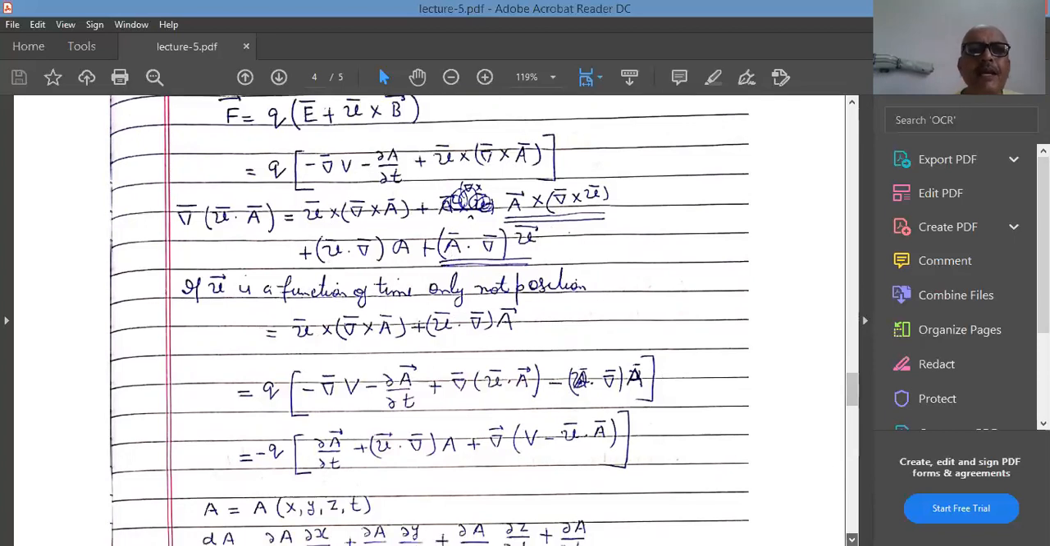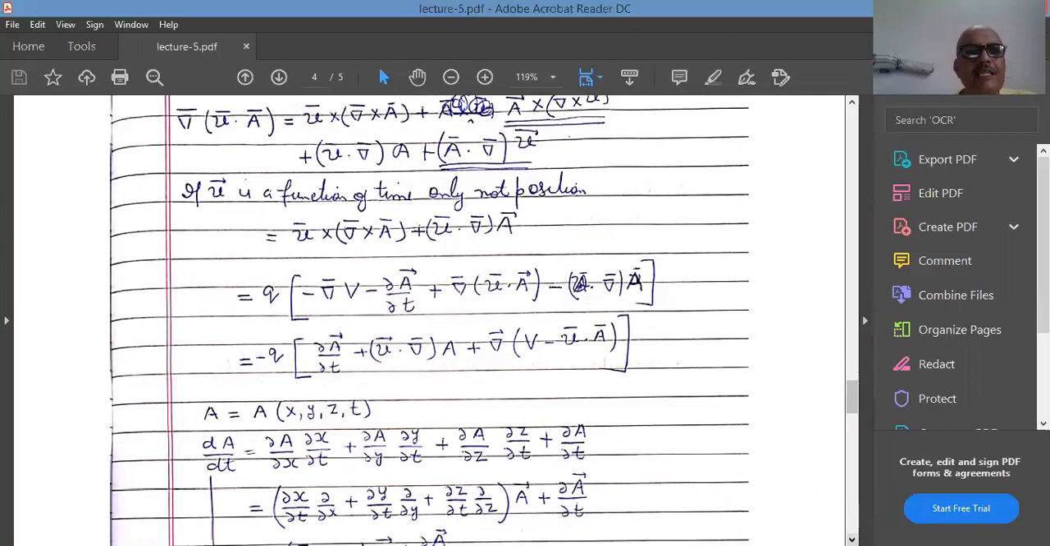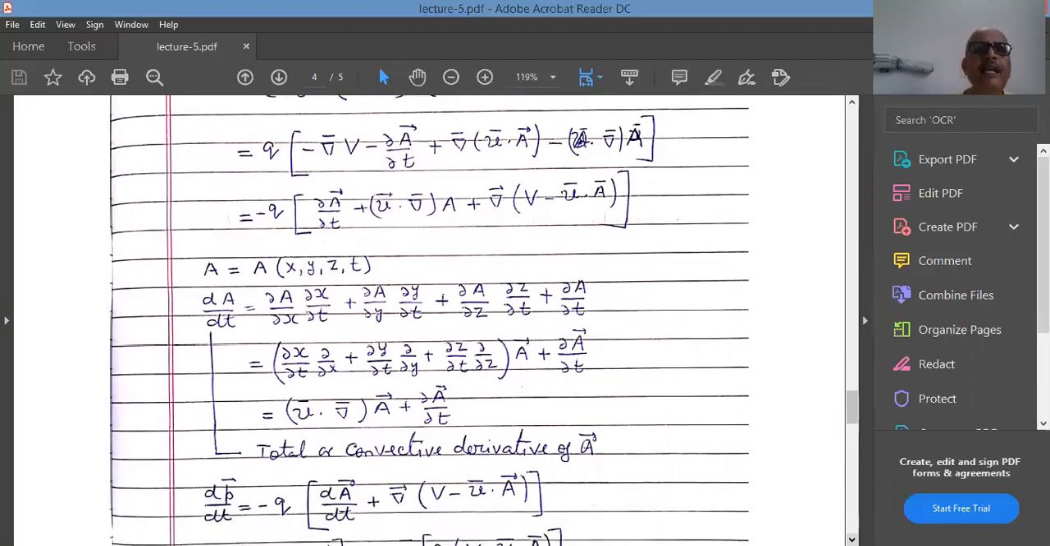So if we make use of that identity, we can write this as minus gradient of phi minus del A over del t plus gradient of v dot A minus v dot del into A here, because I am writing this term as this minus this. That is why you are getting a minus sign here. Now, let us make some more changes to this. A is a function of all the 3 spatial coordinates as well as the time coordinate. If we write down the total derivative, dA over dt can be written as del A over del x into dx over dt, and so on, and the last term will be del A over del t.